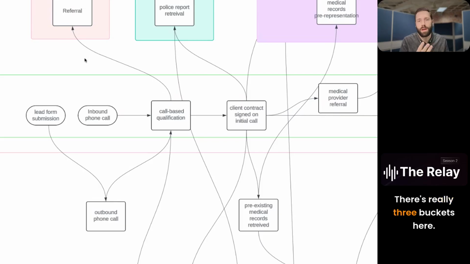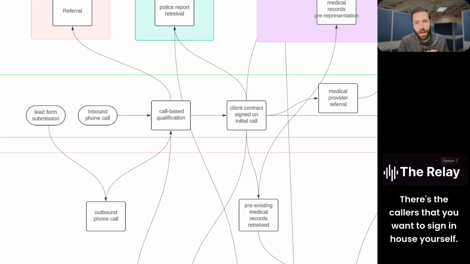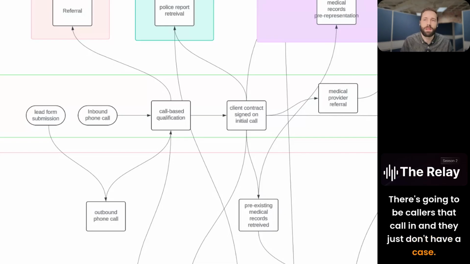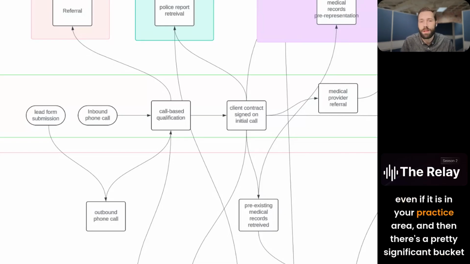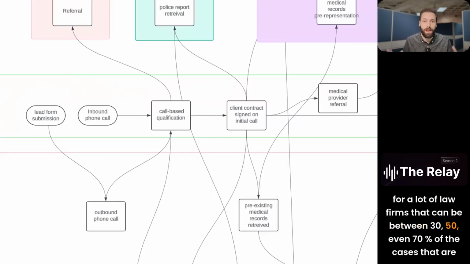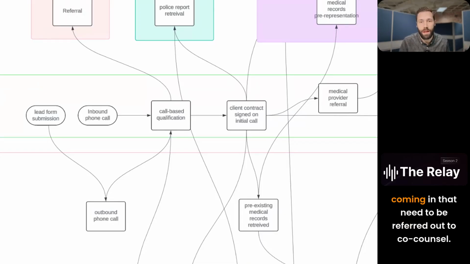And there are really 3 buckets here. There are the callers that you want to sign in-house yourself. There are callers that call in and just don't have a case, even if it is in your practice area. And then there's a pretty significant bucket for a lot of law firms, which can be 30, 50, even 70% of the cases coming in, that need to be referred out to co-counsel.